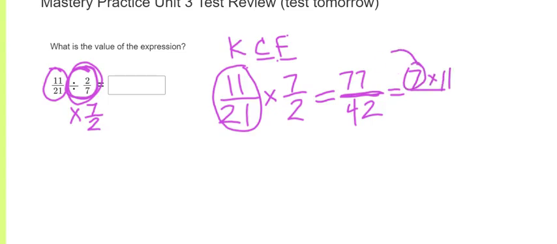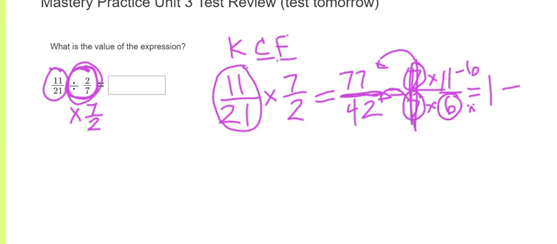So 7 times 11 gives you 77. 7 times 6 gives you 42. So we can simplify that fraction by taking out the factor. And now we have simplified 11/6. And then we take the whole numbers out of it. 6 goes into 11 one whole time. And 6 times 1 is 6. We subtract to find the remainder. And that is going to give us 1 and 5/6 for this fraction.